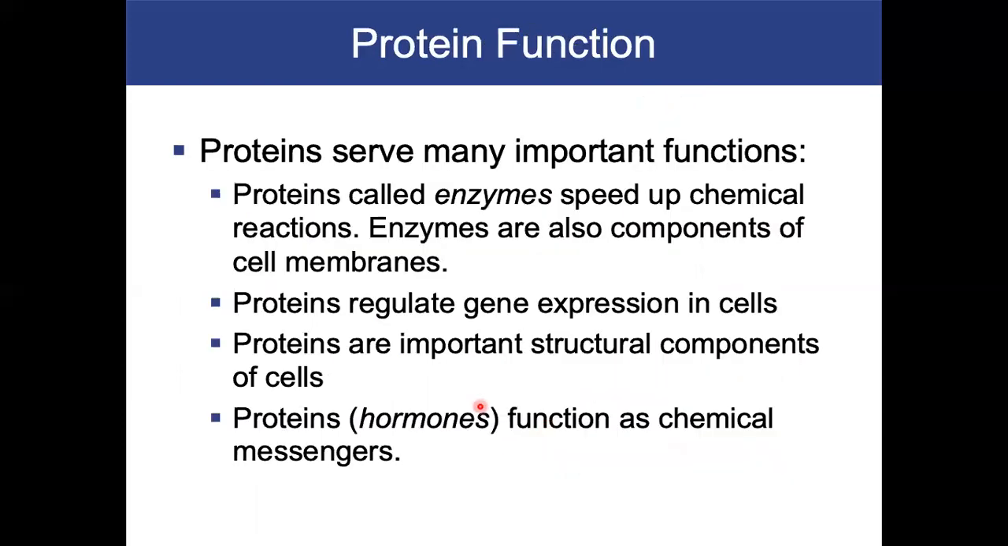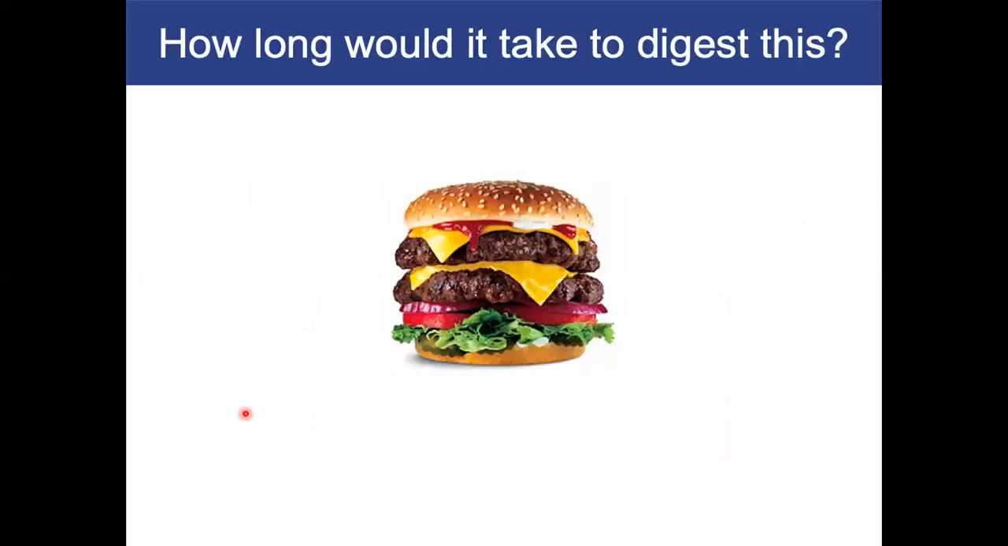They do a lot of different important functions, you guys. Enzymes speed up chemical reactions. They regulate gene expression in cells. They're important structural components to cells, so they adhere cells to one another. And then they act as chemical messengers. An example would be hormones. Okay, so let's get into enzymes. How long would it take to digest this Carl's Jr. burger? Or actually, how long would it take if you stuck it outside?